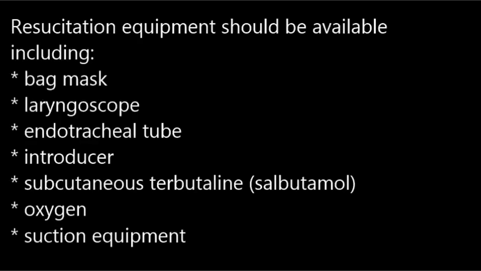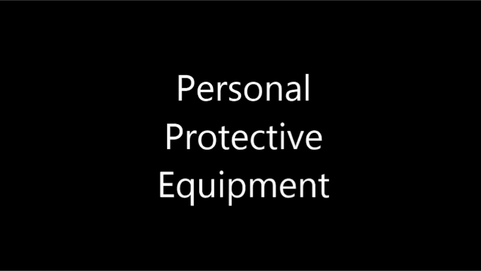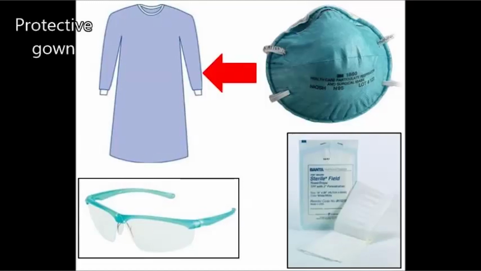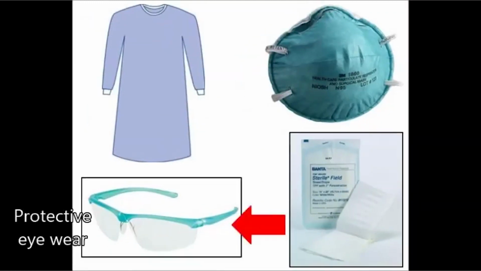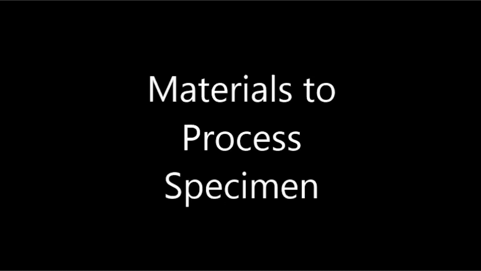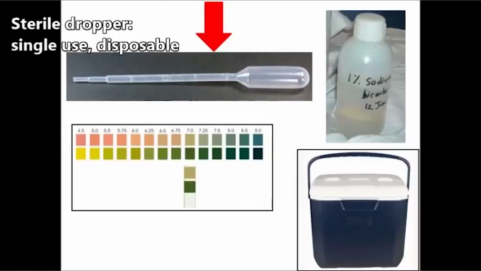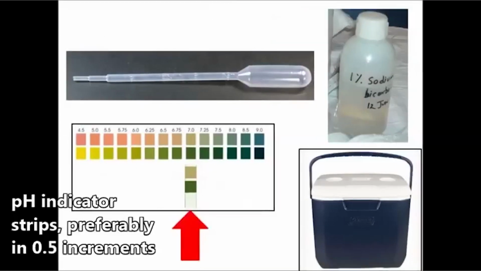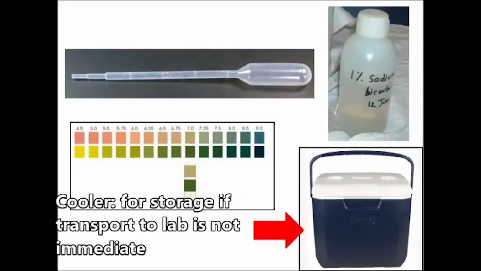Resuscitation equipment should be available, including a bag mask, laryngoscope, endotracheal tube, introducer, subcutaneous terbutaline, oxygen and suction equipment. Personal protective equipment includes a protective gown, N95 mask, protective eyewear and sterile field. Materials to process the specimen include a sterile single-use disposable dropper, sodium bicarbonate, pH indicator strips, preferably in 0.5 increments, and a cooler for storage if transport to the lab is not immediate.